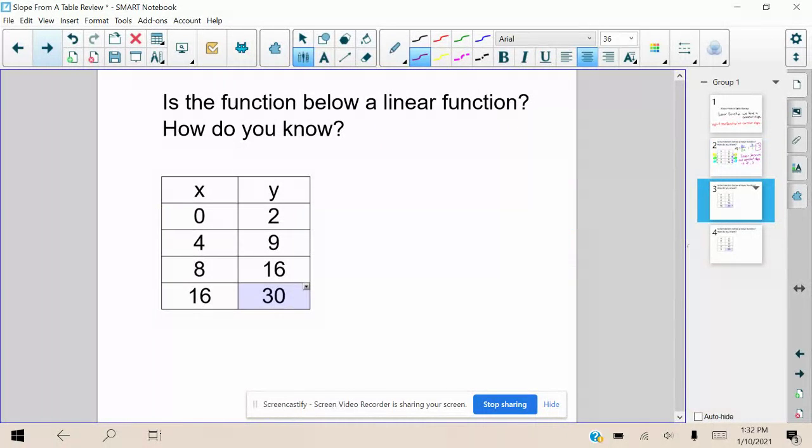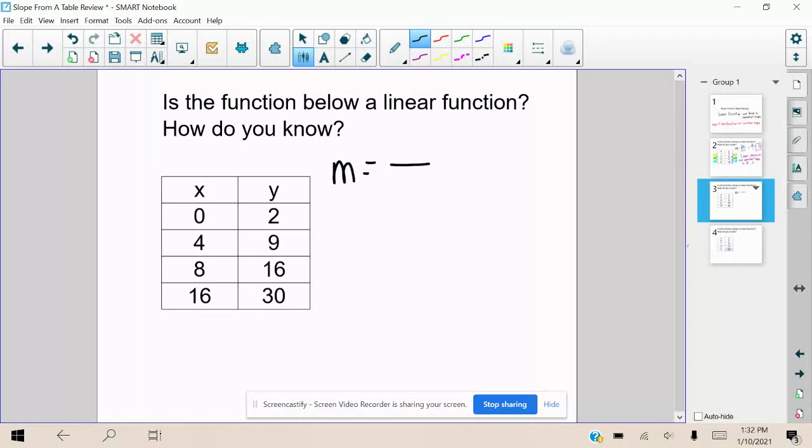In this example, it's the same exact question. Is this function below a linear function, and how do you know? So again, let's go back to what we know definitively. We know that slope is equal to the change in y over the change in x. So we want to calculate the change in y and then separately the change in x.